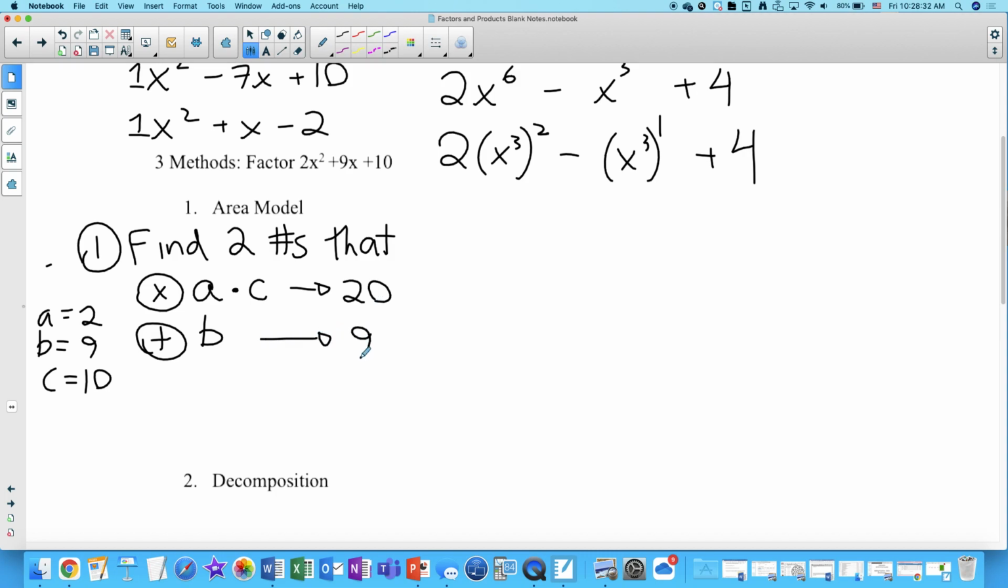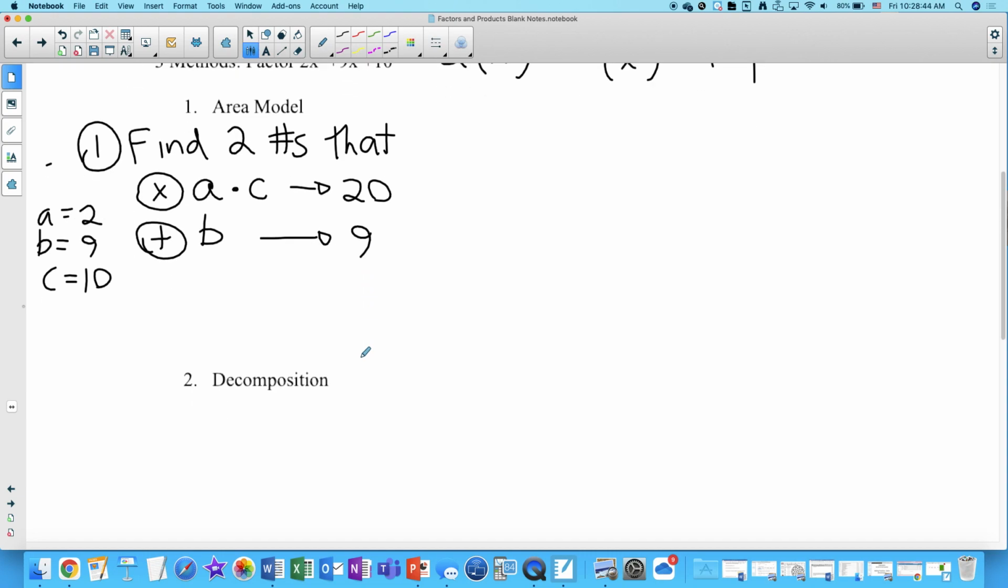Can you guys think of 2 numbers that meet those conditions? They multiply to 20, add to 9. Think about what multiplies to 20. 4 and 5. 4 times 5 is 20. 4 plus 5 is 9. Now, if you can do that in your head, that's fantastic.